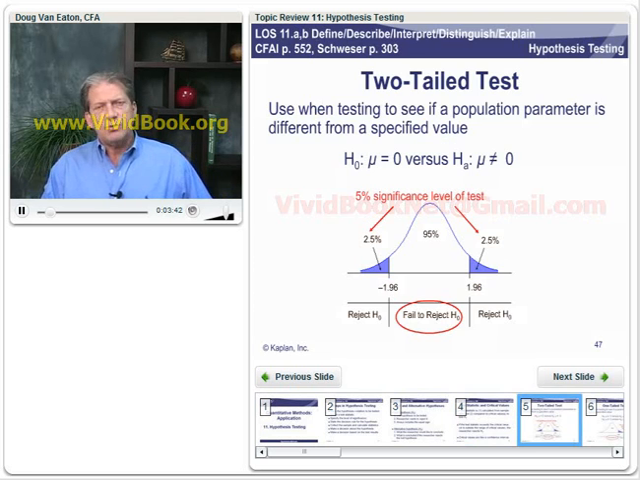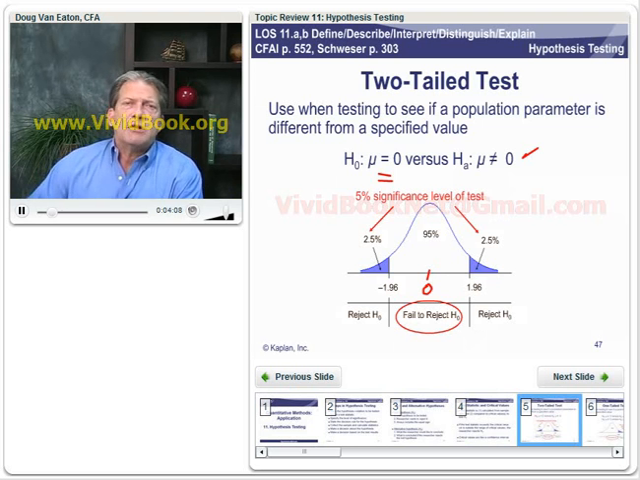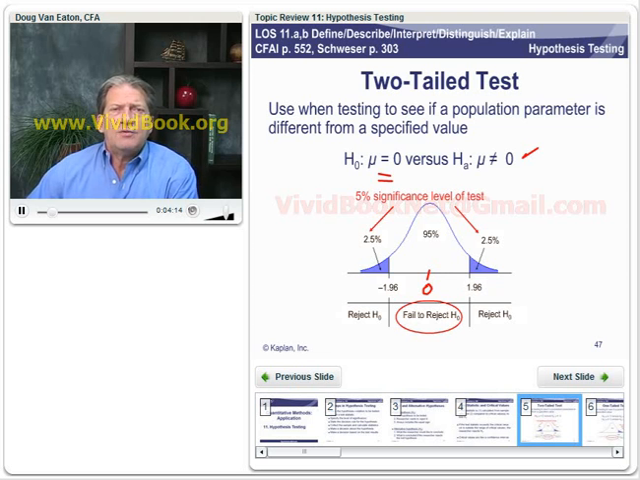Now in that case, we'd be talking about a two-tailed test. So if we're testing to see if a population parameter is different from a specified value, then we use a two-tailed test. So notice that equal is in the null hypothesis here. The alternative hypothesis is that it's not equal to 0. So we're trying to test whether the mean of this random variable we've got, our test statistic, is equal to 0. Now at the 5% significance level, that means we'll only reject a true null hypothesis 5% of the time.